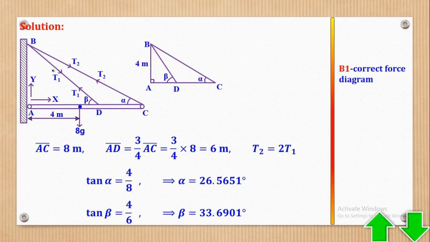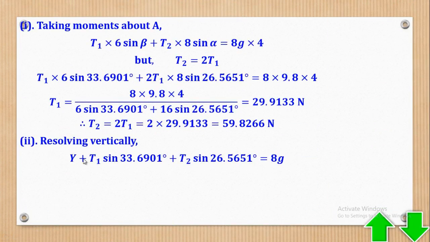Resolving vertically means that upward forces are equal to downward forces. The downward force is only 8G, but upward there is this one, which is y, entirely vertical, and this one is at an angle, meaning it has a vertical component, which will be T1 sine beta, and this one also is at an angle, meaning it has a vertical component, which is T2 sine alpha. So when I add y plus T1 sine beta, which is that, then plus T2 sine alpha, which is that, it will give me 8G. So that is where this statement is coming from.